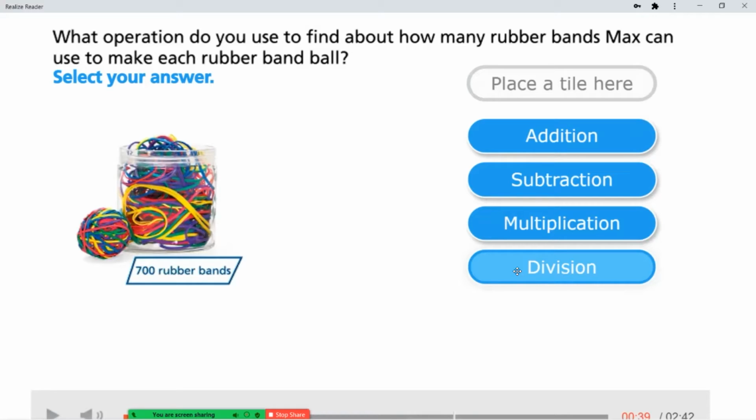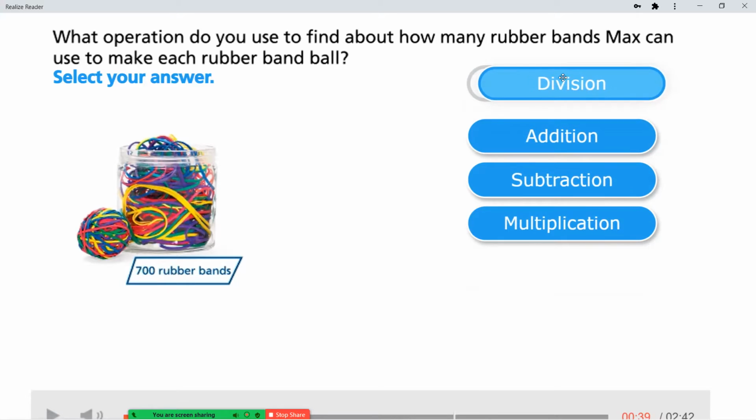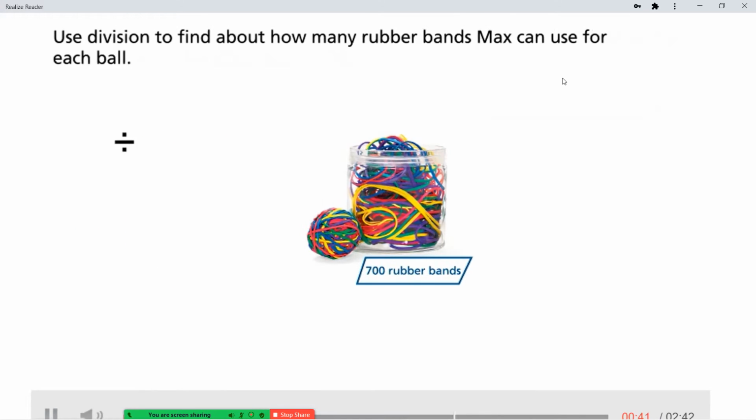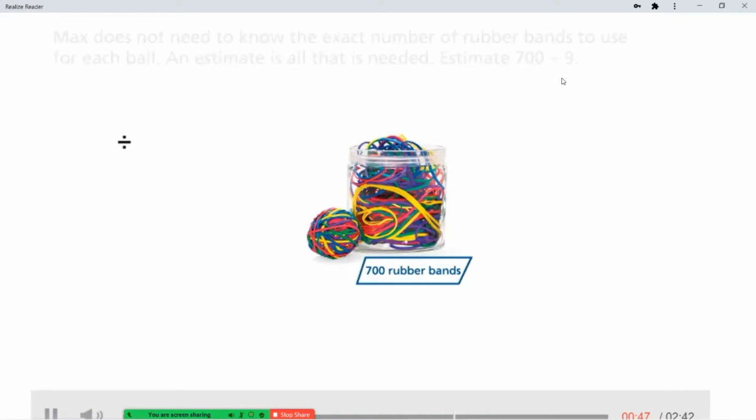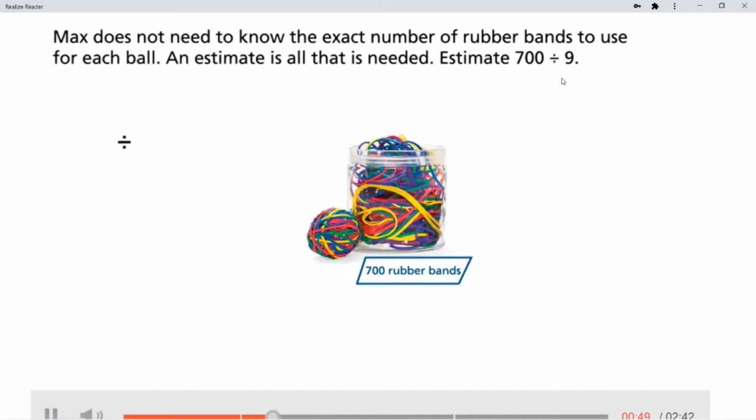Since we know our total was 700 and he wants to put them into equal groups to figure out how many rubber band balls he can make, we're going to be dividing into those equal groups. Use division to find about how many rubber bands Max can use for each ball. Max does not need to know the exact number of rubber bands to use for each ball. An estimate is all that is needed. Estimate 700 divided by 9.